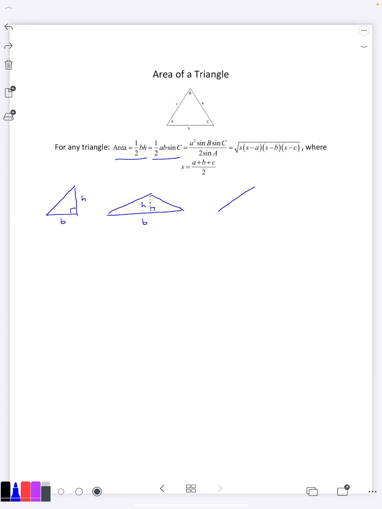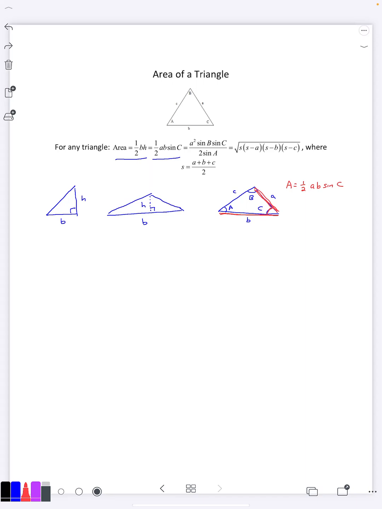So let's look at the picture here. We have an angle A that's opposite side A, an angle B opposite side B, and an angle C opposite side C. And the thing is, what if you know on a triangle a side, another side, and the angle between them? Well, that's when you can use this formula. Area is 1/2 AB sine of C. So you can get the area of a triangle as long as you know two sides and the angle between those two sides. 1/2 AB sine C.